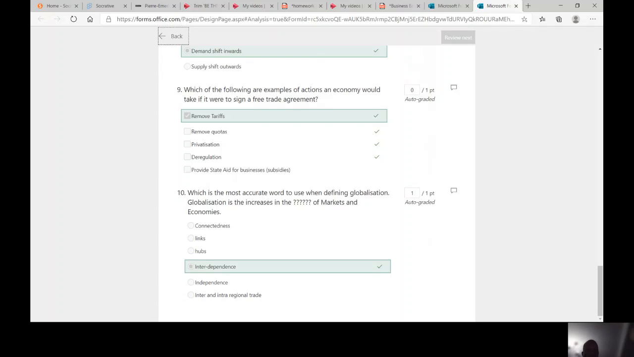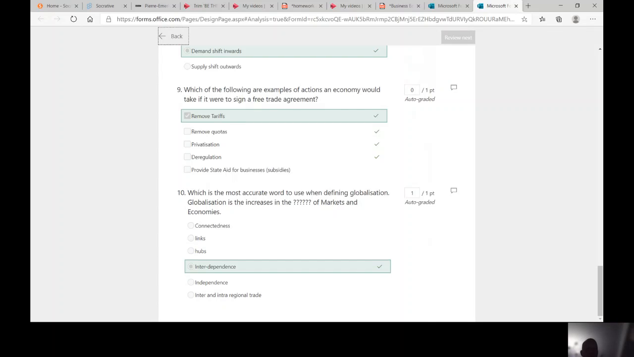an economy would take if it was to sign a free trade agreement. The only one it wouldn't do is providing state aid for businesses. Also, the reason I chose that is that that's one of the things that we are trying to not include in our free trade agreement with the EU. They want provision for not providing state aid, as it can create protectionism within the deal. So if you protect your industries, they are able to lower their prices, and then they could undercut competitors in other countries. But the first 4 are all examples of things that would be included in a free trade agreement.